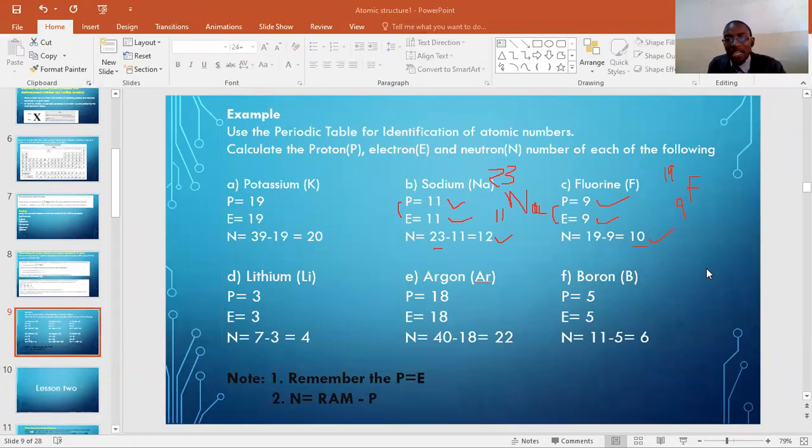So we have come to the end of today's lesson. Just a quick reminder, know how to define an atom, know the parts of an atom, know the particles contained in an atom, know the characteristics of those particles, know the nuclide notation, and then know how to calculate the protons, the electrons, and the neutron number, bearing in mind that the proton number is equal to the electron number in an atom.